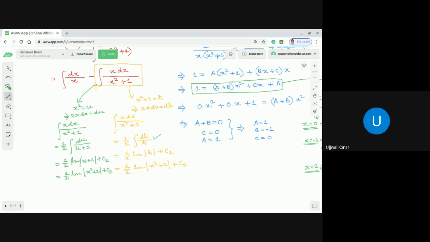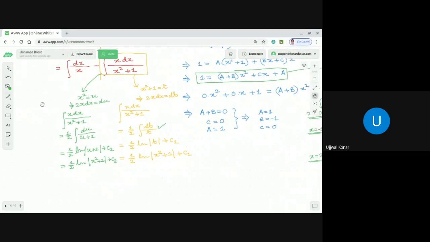Once you find all these values, after that what we are going to do is we just take from here. That is equal to ln of mod x minus 1 by 2 into ln of mod of x square plus 1, and one final integrating constant I'm writing as c. Correct, dear students? And that becomes your final solution to the question.